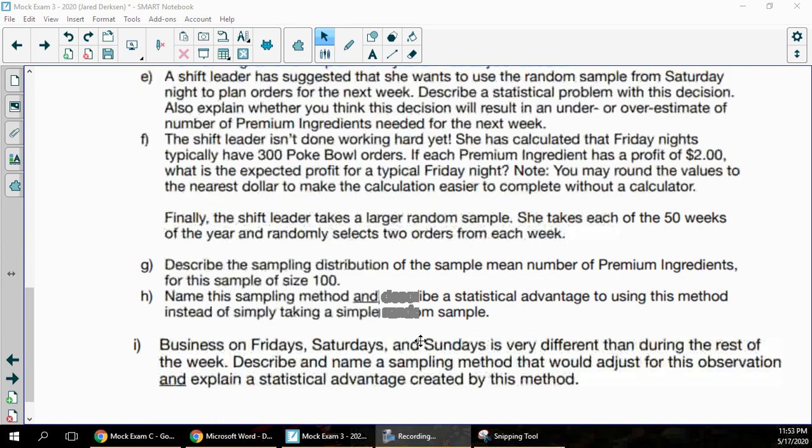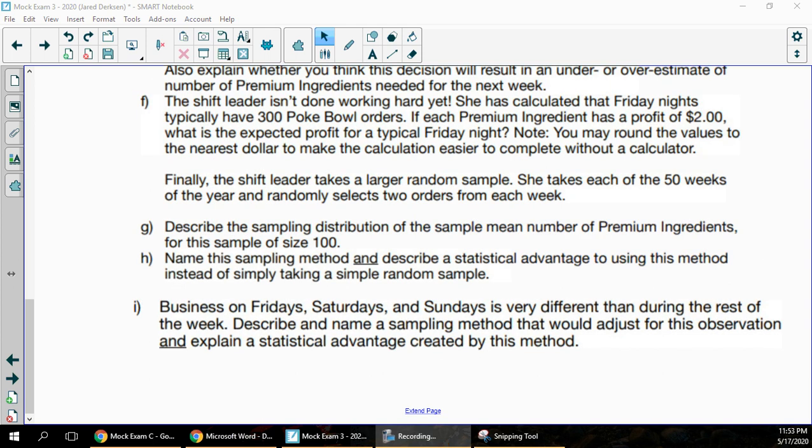Finally, it says the weekends are really different. So what kind of method would I want to use to adjust for that? Again, a stratified method would do that, where I could guarantee that my sample was spread out throughout the week. And that would be an advantage over a simple random sample.